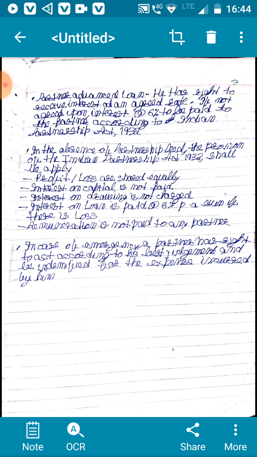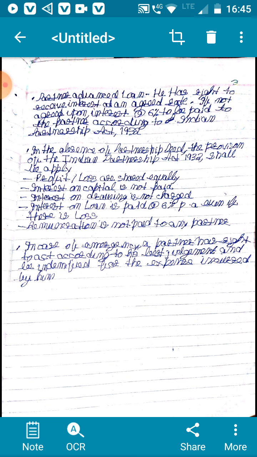According to the Indian Partnership Act 1932, in the absence of a partnership deed, the provisions of the Indian Partnership Act 1932 shall be applied. Profit and loss is shared equally. Interest on capital is not paid. Interest on loan is paid at the rate of 6% per annum.